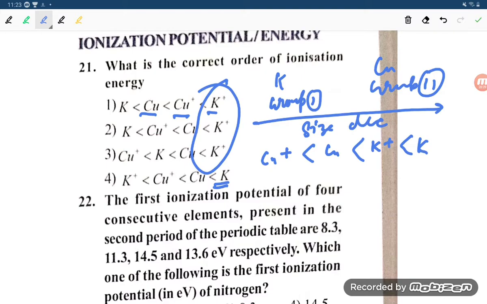They are saying the correct order of ionization enthalpy. Oh, I was going for radii. I was thinking of the radii, student. Okay, so that is how we are correlating. So we have to correlate in a different way, student.